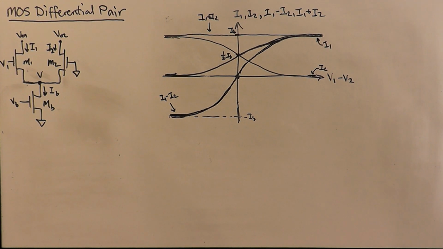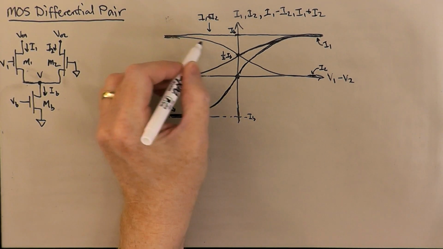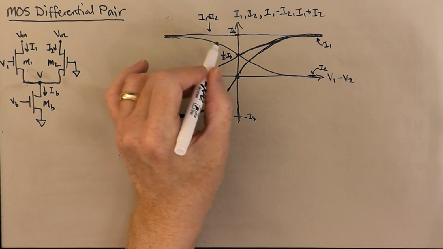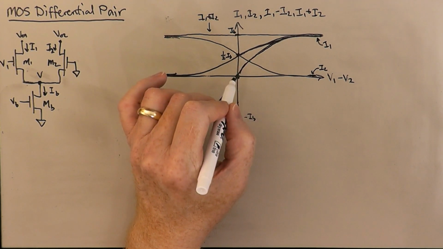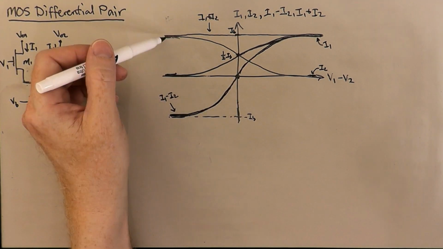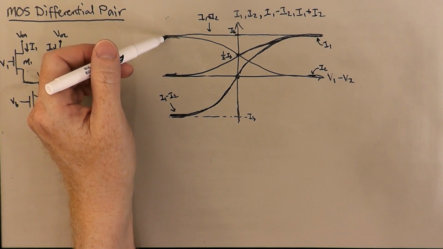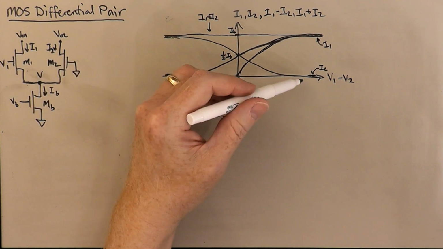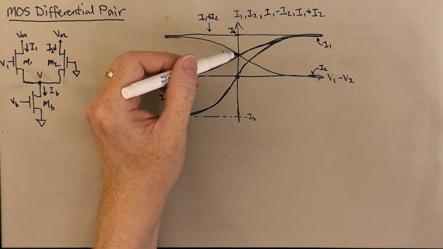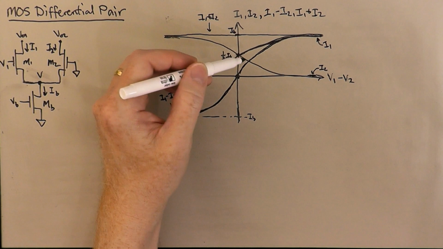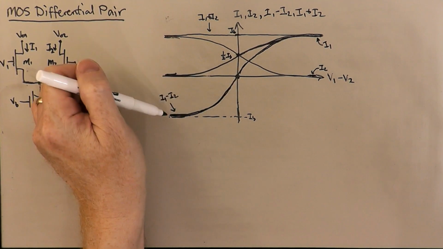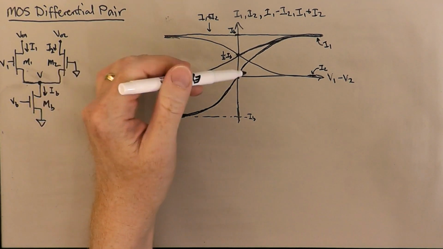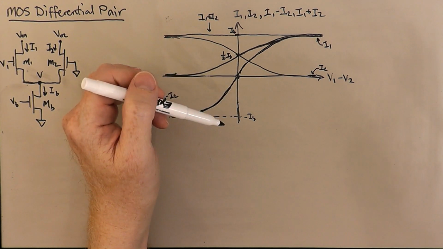Okay, qualitatively, that's what we figured out, aside from the details of how these nonlinear curves behave, whether they're exactly symmetric or not. That's a detail that we're going to have to work out quantitatively. But we figured out that asymptotically, I1 and I2 have to switch from being all of IB to basically 0, and they have to go through IB over 2 here in the middle. And therefore the difference has to switch from plus IB for positive V1 minus V2 to minus IB for negative V1 minus V2, and has to go through 0 at 0.